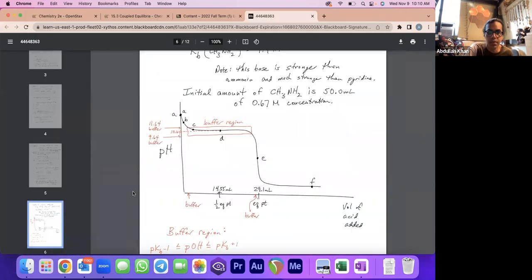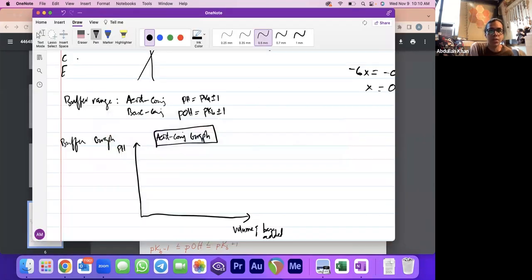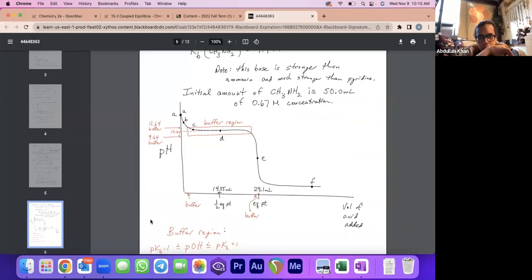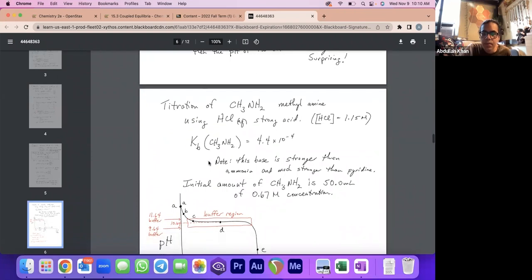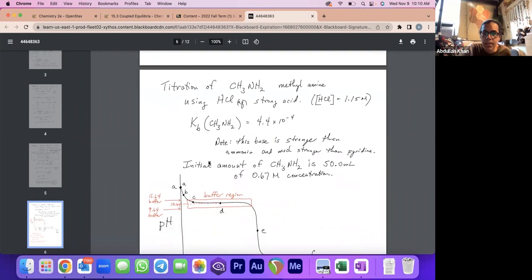Volume of base added. So actually it should be pOH, I think. Let's see. pH is in the case of a weak acid with a strong base.